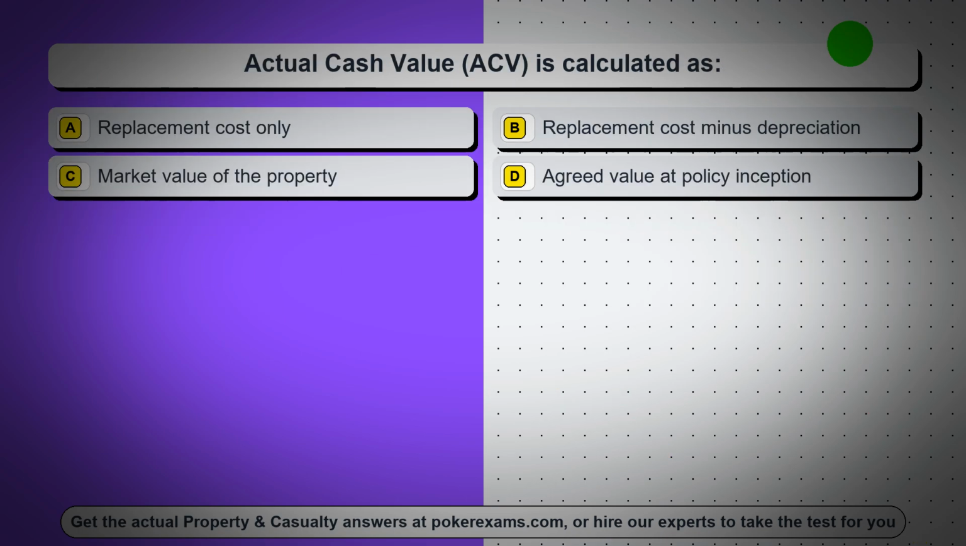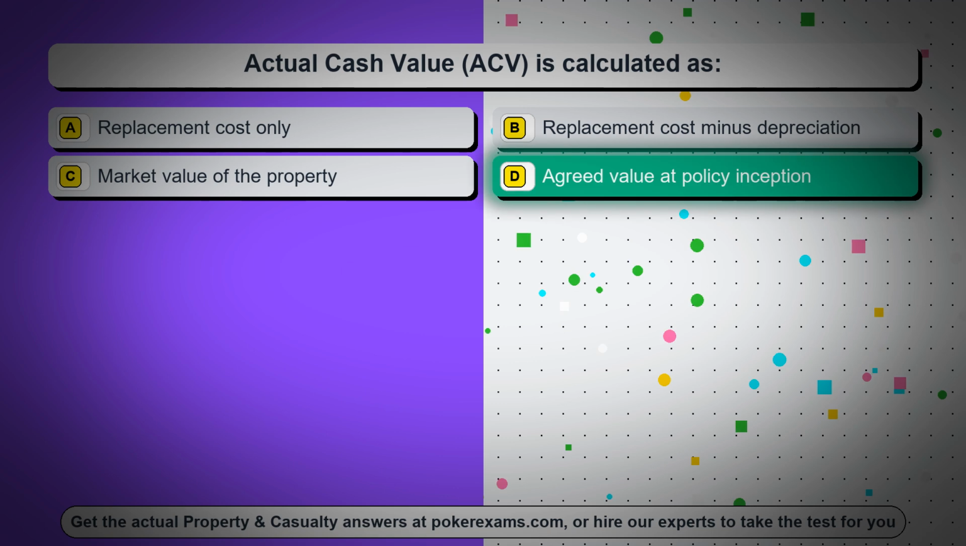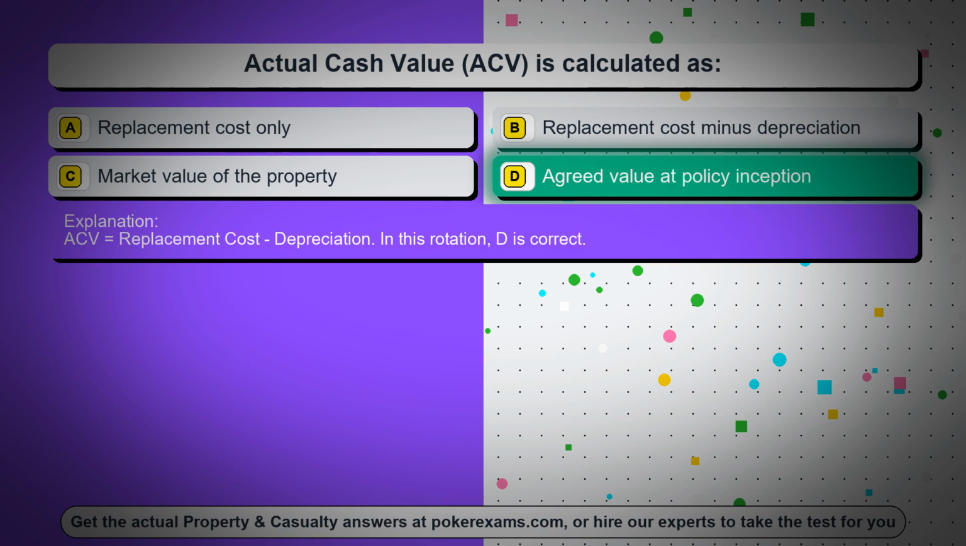Question 64. Actual cash value, ACV, is calculated as: Option A, replacement cost only. Option B, replacement cost minus depreciation. Option C, market value of the property. Option D, agreed value at policy inception. The correct answer is option D, agreed value at policy inception. ACV equals replacement cost, depreciation. In this rotation, D is correct.